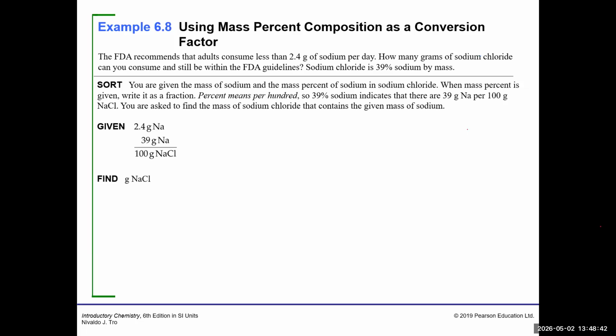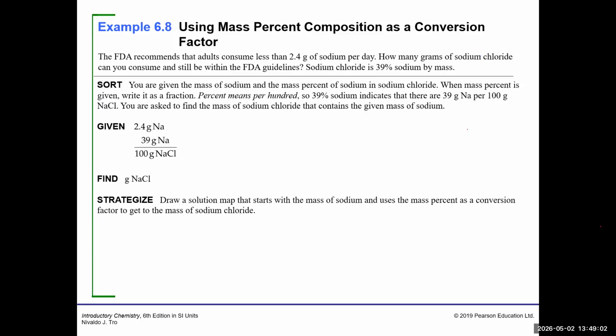So once you have 39 grams of sodium per 100 grams of sodium chloride, and we have 2.4 grams of sodium per day, and we ask how many grams of sodium chloride, it's simple. This is a conversion factor. You multiply by it and you get our answer. We strategize by drawing the solution map. We have 100 grams of sodium chloride per 39 grams of sodium.